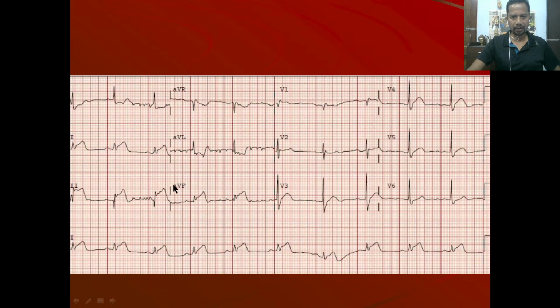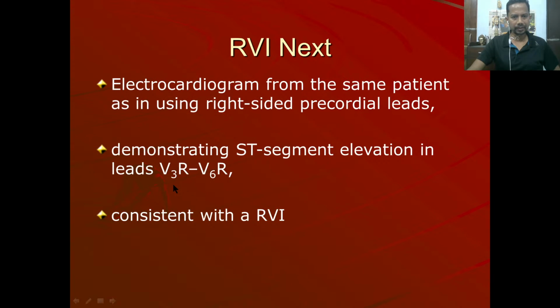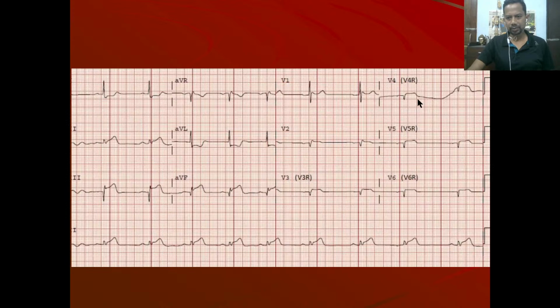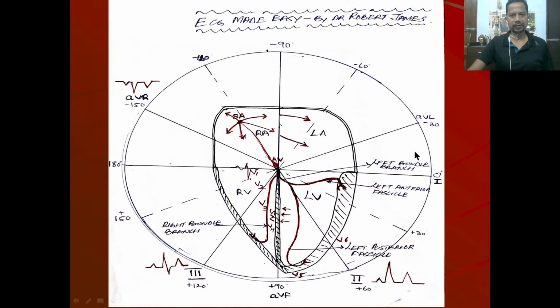Okay, now the same patient, we took V3R, V4R and so on. So you see ST elevation, nice ST elevation you are seeing. So V3R, V4R, V5R, V6R, there is ST elevation. So this is right ventricular infarction in the setting of inferior wall MI.